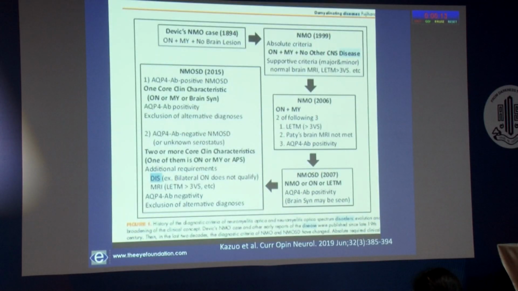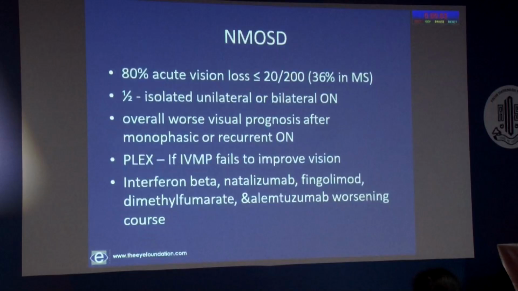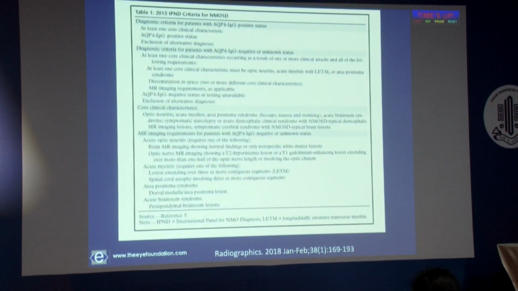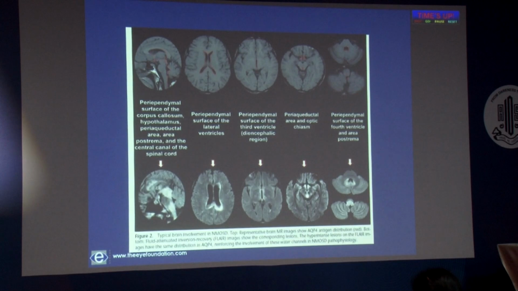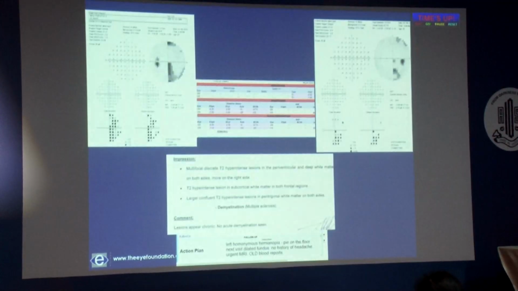But these are the criteria that were evolved by the NMOSD group recommendations. Nowadays we give IVMP for 5 days and not 3 days as was originally envisaged by the ONTT. NMOSD typically has the worst prognosis among the three, that is typical multiple sclerosis, MOGAD, and this. So these are the criteria for NMOSD, and this is from Dutra's paper that shows the classic involvement.